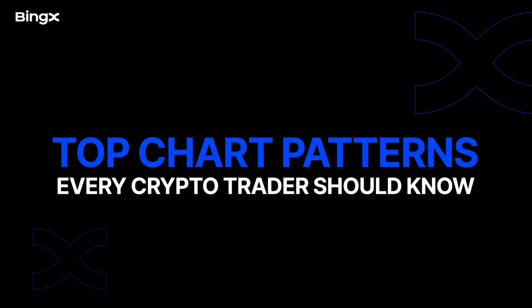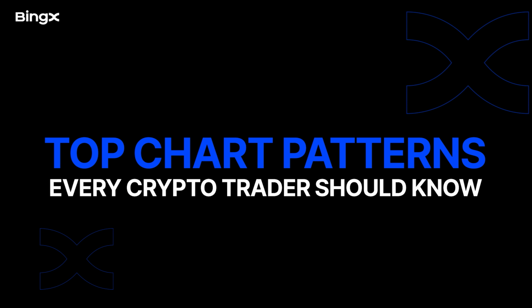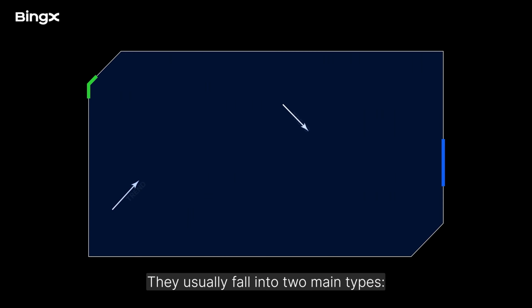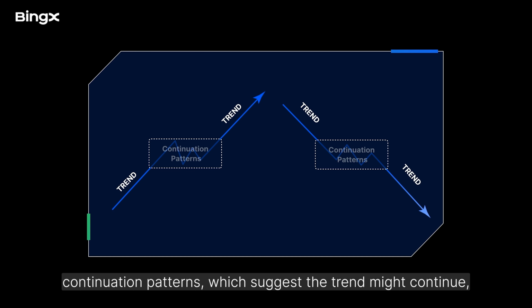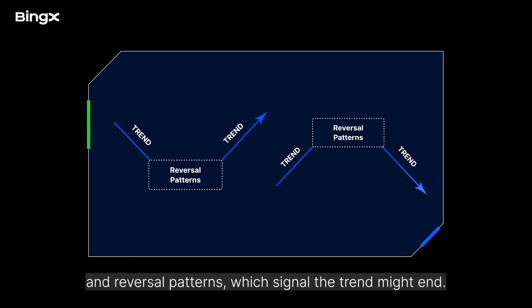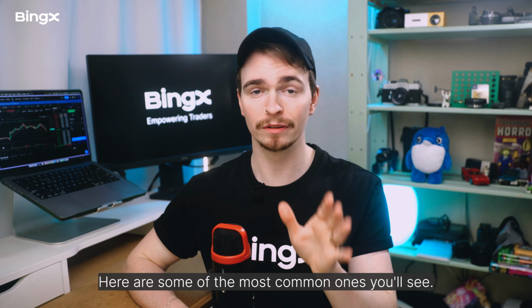Top chart patterns every crypto trader should know. Now that we've covered the basics, let's talk about the patterns themselves. They usually fall into two main types: continuation patterns, which suggest the trend might continue, and reversal patterns, which signal the trend might end. Here are some of the most common ones you'll see.